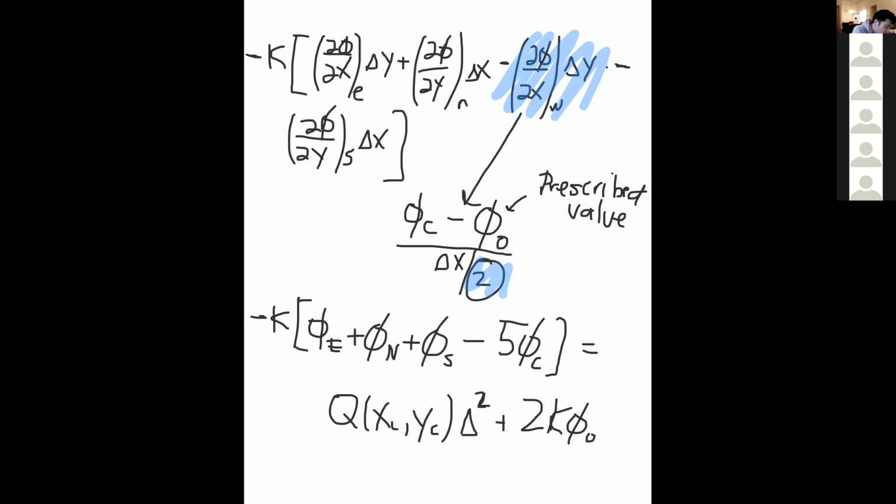We have this coefficient of 2 in front right there, basically relating to the fact that we divided by the half distance right here. So basically that 2 and those 2 are related.